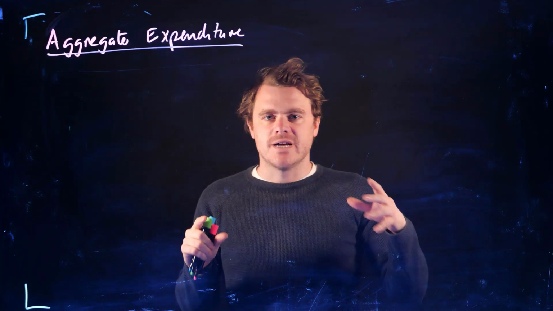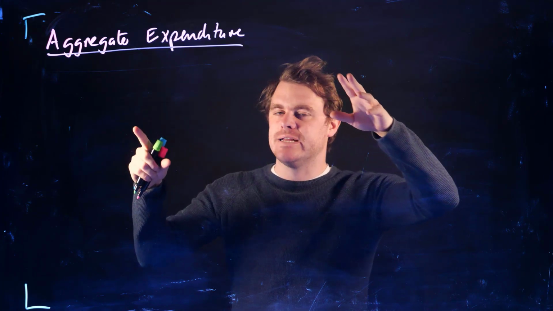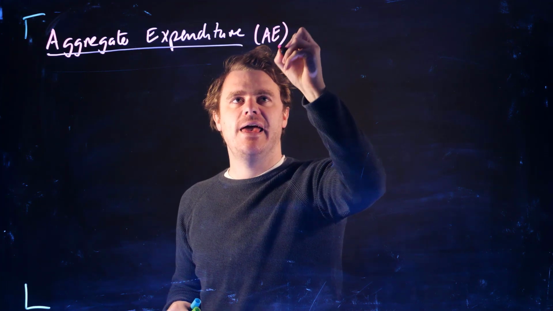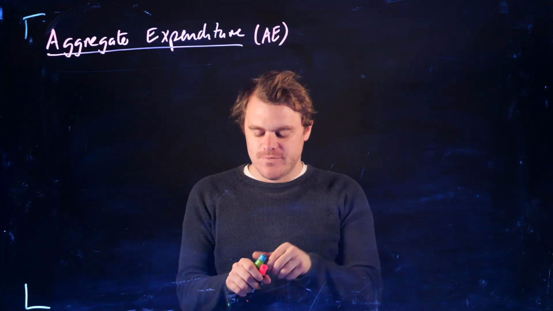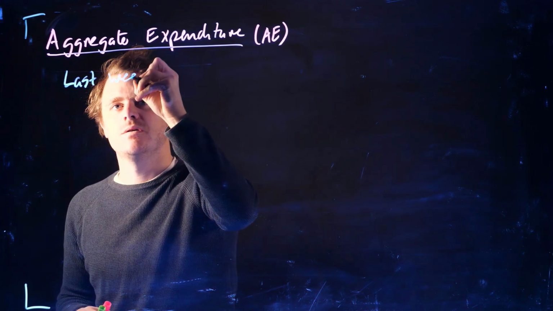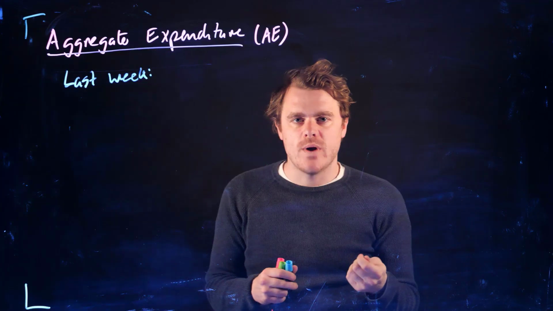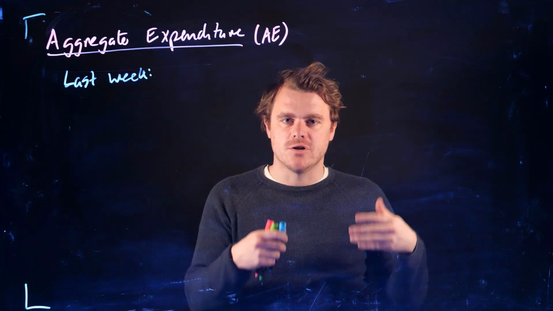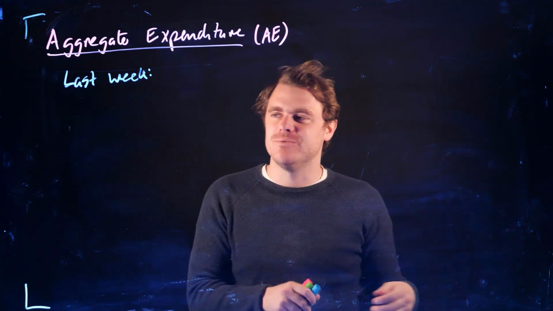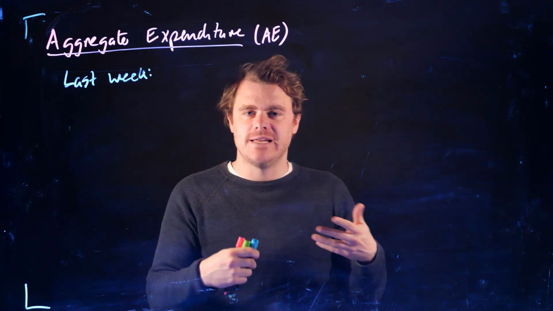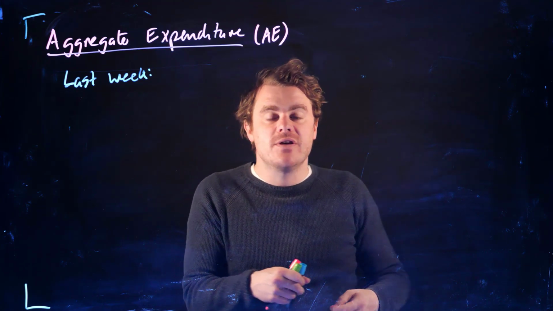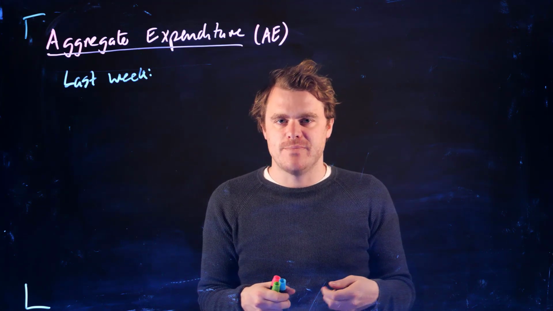So let's begin our discussion in this module by talking about aggregate expenditure, or desired aggregate expenditure, which we're just going to denote AE for short. If you remember last module, or last week, we talked about different ways to calculate actual GDP, whether it's real or nominal. We talked about the income method, the value-added method, and then we also discussed the expenditure method.